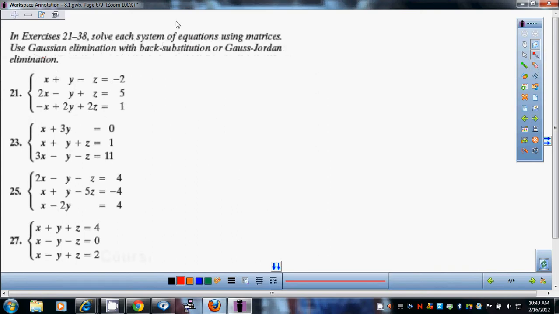All right, so number 21. 1, 1, negative 1, negative 2. 2, negative 1, 1, 5. Negative 1, 2, 2, 1. That's our little barrier separating our answers.